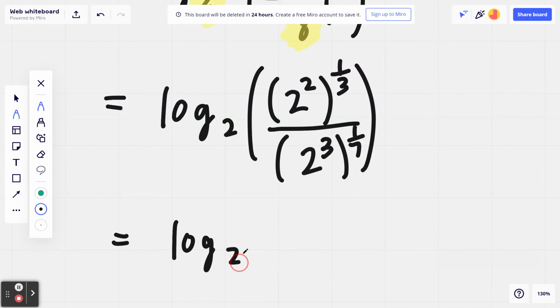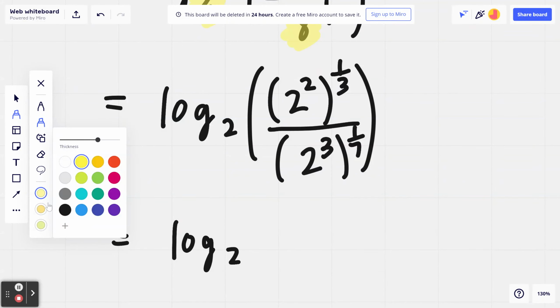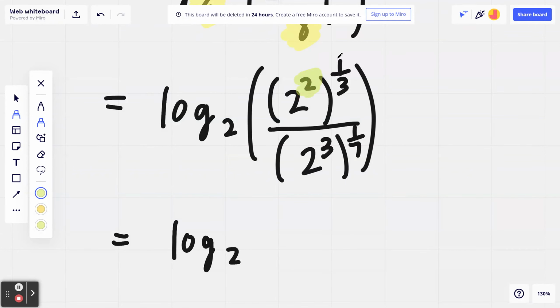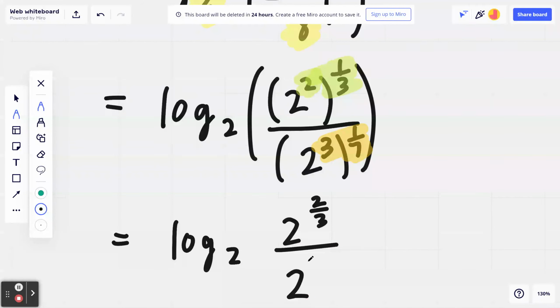Next, you write down log of base 2. Think of power to a power, which means you have to multiply. So when I think about these exponents here, 2 and 1 over 3, you have to multiply them. And likewise, if I look at 3 and 1 over 7, again, you have to multiply them. So 2 times 1 over 3 is going to be 2 over 3. If I look at the denominator, 3 times 1 over 7 is going to be 3 over 7.